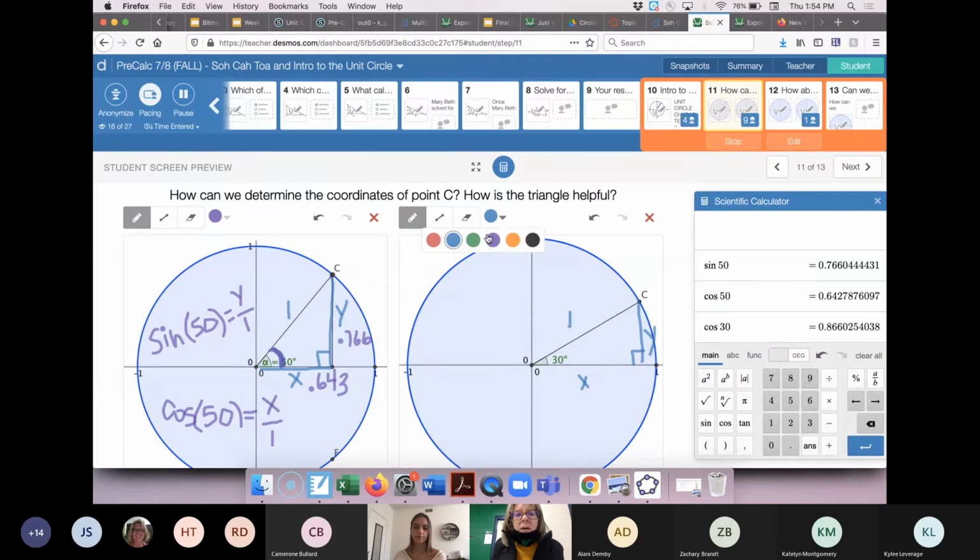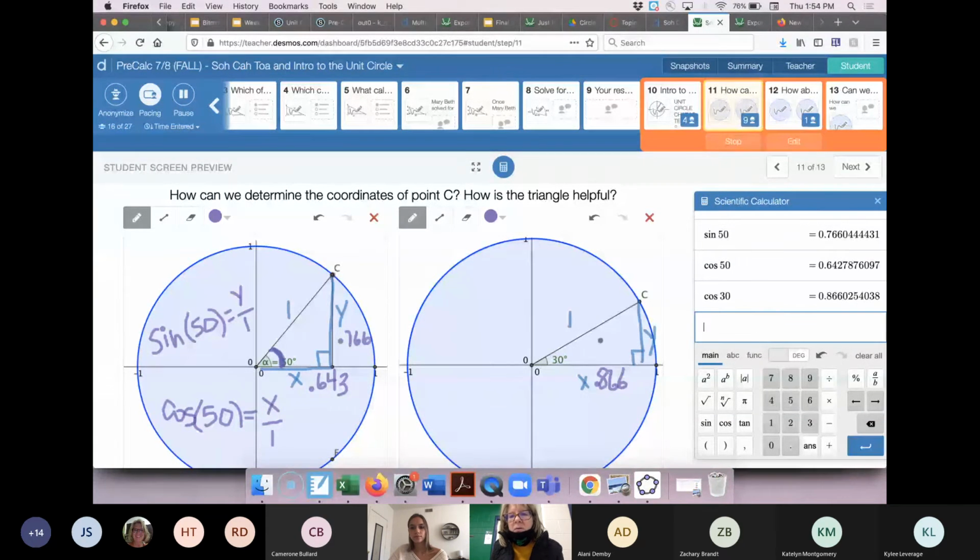And I don't want anybody to memorize that x is cosine. I would want you to see that, yeah, well, it's adjacent, right? So of course that makes perfect sense, because cosine is adjacent over hypotenuse. Hypotenuse is 1, right? y is going to be the opposite over hypotenuse. So y, over hypotenuse.